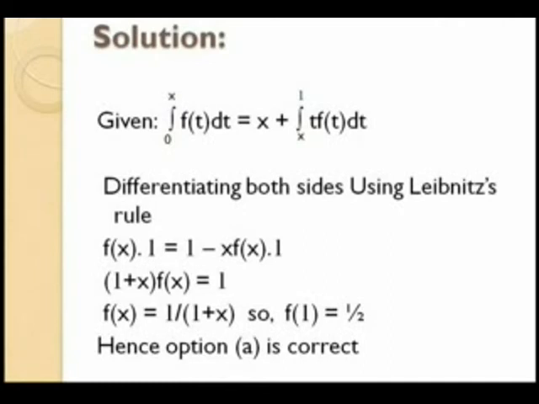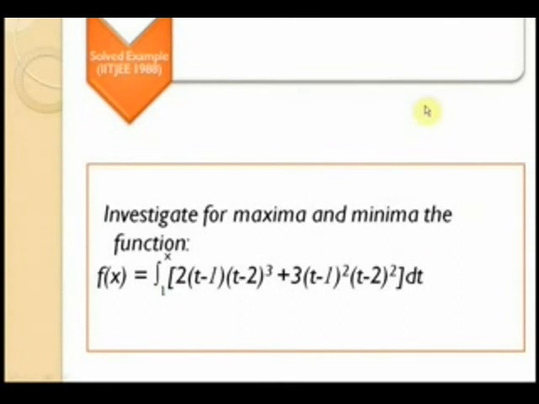So f of 1 would be equal to 1 divided by 1 plus 1, which is equal to 1 by 2. So f of 1 is equal to 1 by 2, and this is nothing but option number A. So option number A is correct. Let's see one more example.